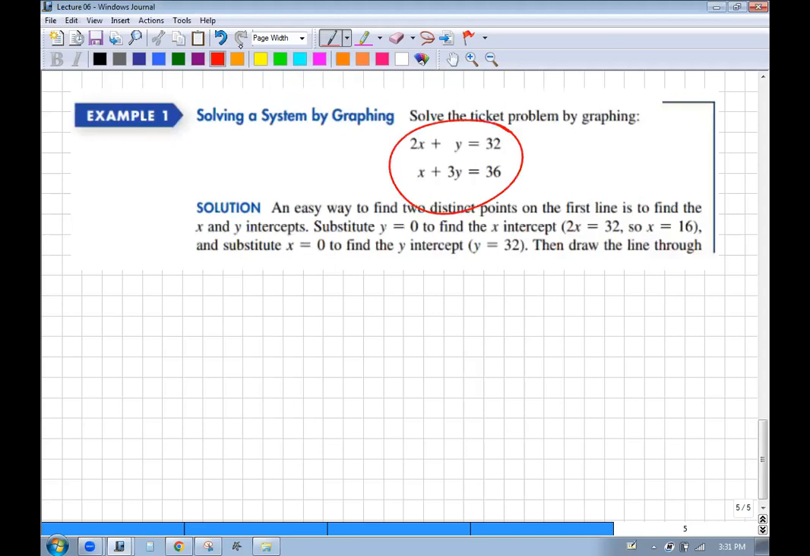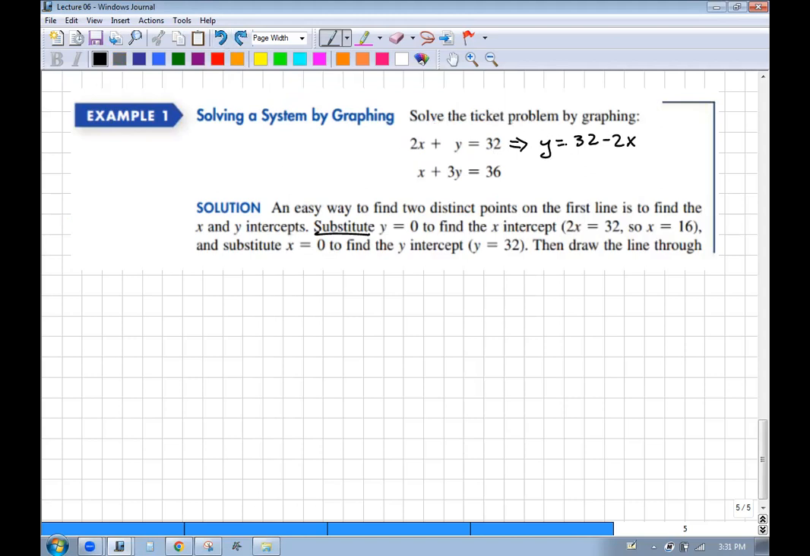Look at these 2. All right. We could graph them and look at where they intersect, right? Let's do something else. We're going to do substitution here. All right. What I'm going to do is I'm going to rewrite this guy. I'm going to say y is 32 minus 2x. I'm just moving the 2x over here.